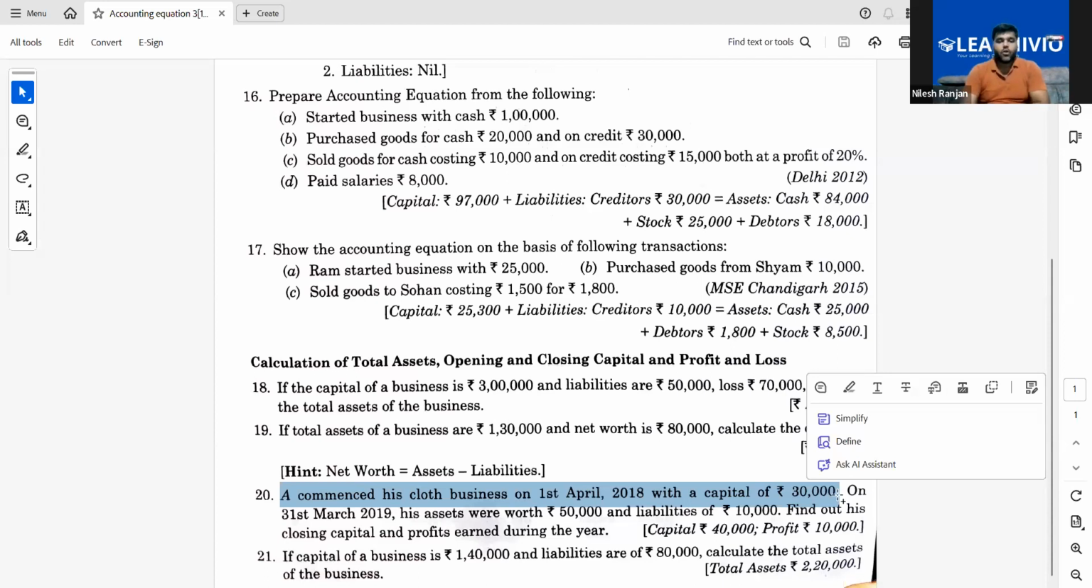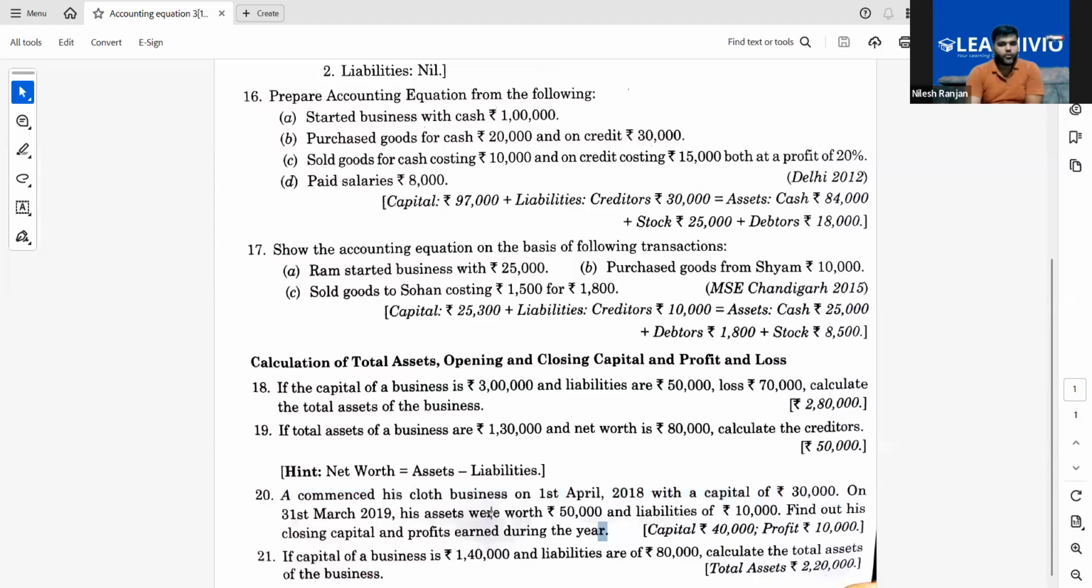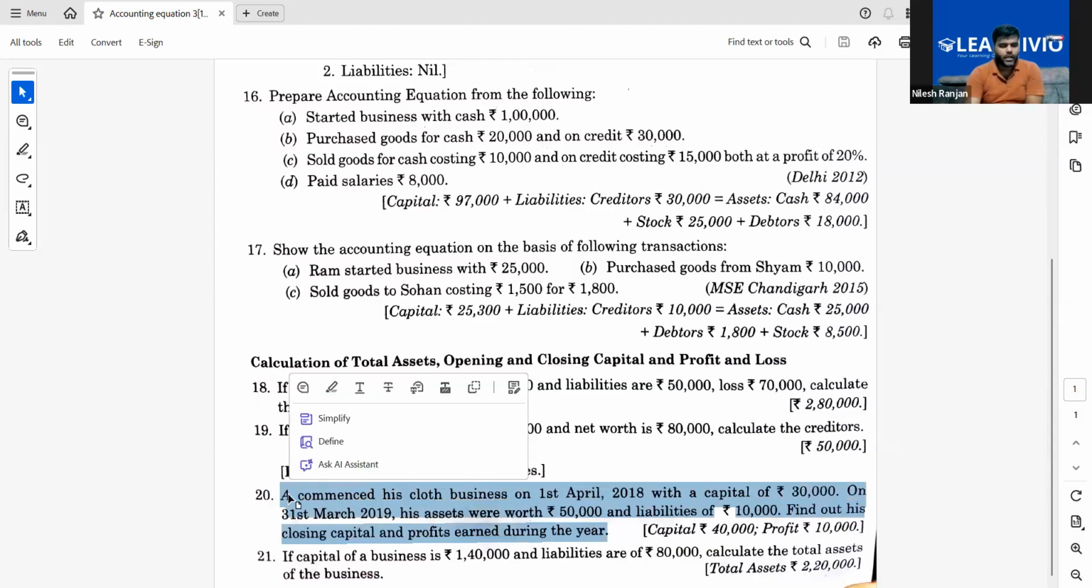Now, on 31st March 2019, his assets were worth 50,000 and liability 10,000. This is closing detail on 31st March 2019, meaning assets and liabilities are closing and the capital given is opening. So can you calculate the profit in this portion? How will it be calculated? Actually, profit is simply 10,000. So you can tell me how it will be calculated.